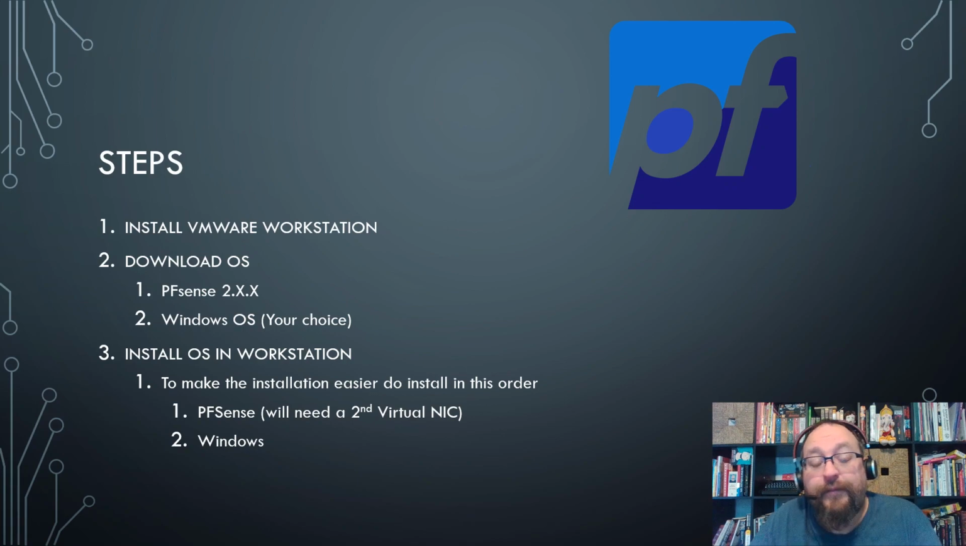You can just point your interface to it. However, it will probably be better that you keep this with your pfSense, rather than flip-flopping back and forth. Sometimes virtual machines in VMware get a little sticky. After we download our operating systems, we'll install them, and you want to do it in a specific order. Install pfSense first, because there's an automatic configuration that can help you, but before you start the virtual machine, make sure you install your second virtual NIC. Then we'll install Windows. So pfSense first, then Windows.